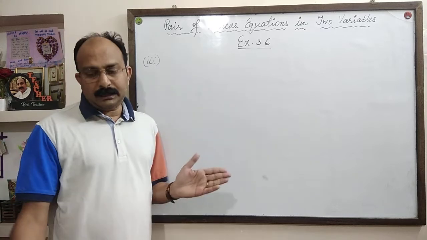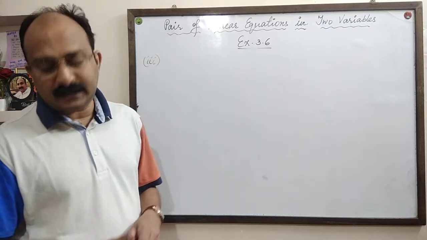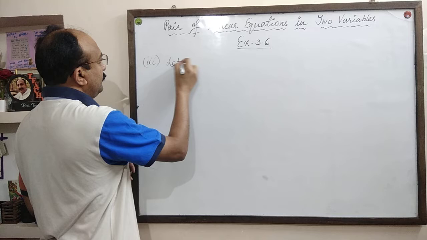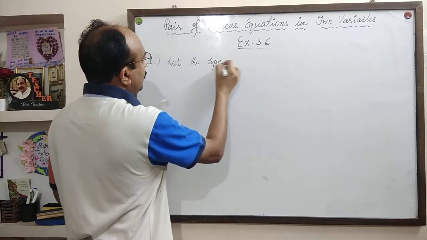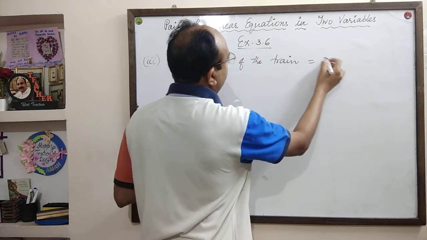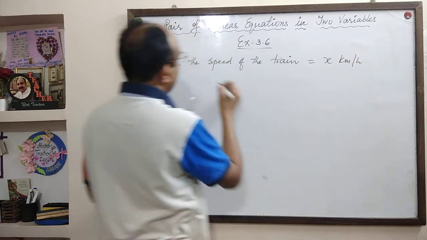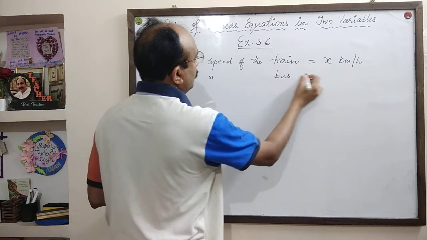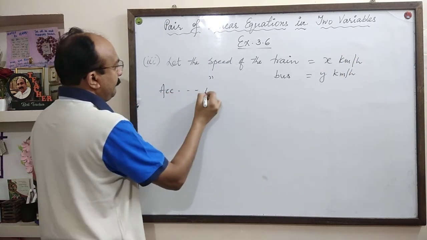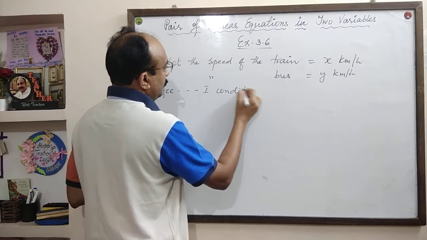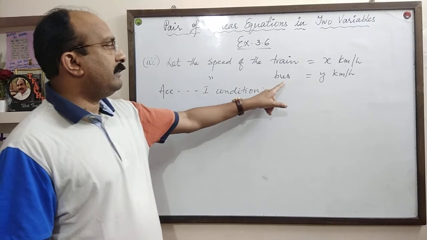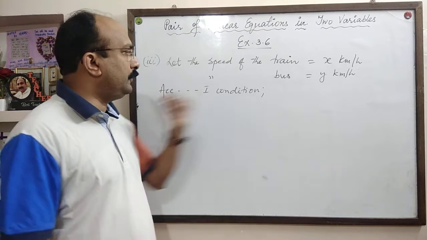As usual, at the end of the question, you are asked two things. So that is our x and y. Let the speed of the train be x kilometer per hour. Let the speed of the bus be y kilometer per hour. According to the first condition, what is the distance traveled by train? 60 kilometers. So the distance traveled by bus is 300 minus 60 equal to 240 kilometers.